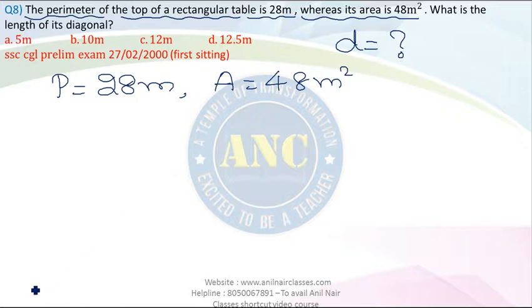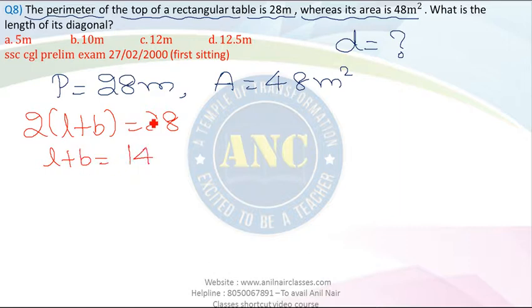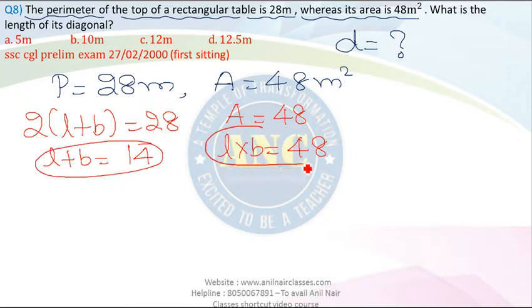Now, first of all, perimeter is 2 into L plus B. This is 28. So L plus B will be equal to 28 by 2, which is 14. And area is 48. Area is L into B. So I have two equations. L plus B is equal to 14, L into B is equal to 48. I don't want to write all these things in my examination hall and scribble my head in getting the value of these two unknown variables and thereby find the value of D.